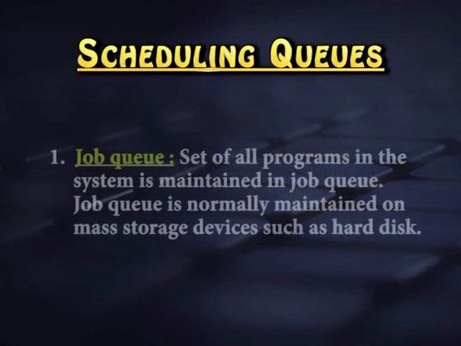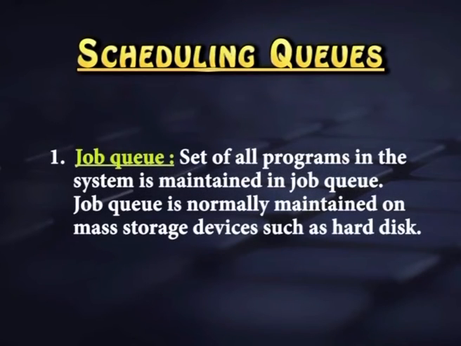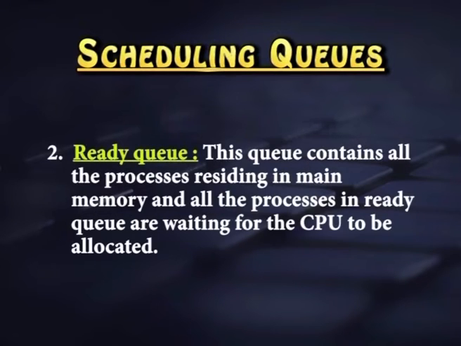The various queues in the system are: first is the job queue. The set of all programs in the system is maintained in the job queue. The job queue is normally maintained on mass storage devices such as hard disk. Second is the ready queue. This queue contains all the processes residing in main memory, and all the processes in the ready queue are waiting for the CPU to be allocated.